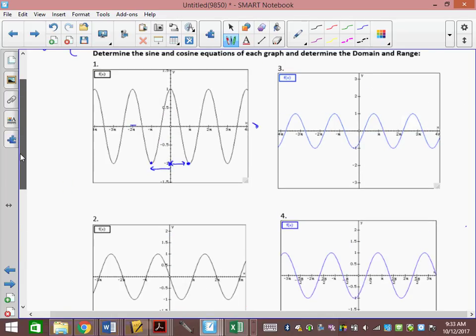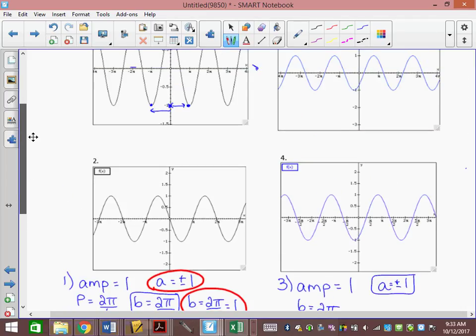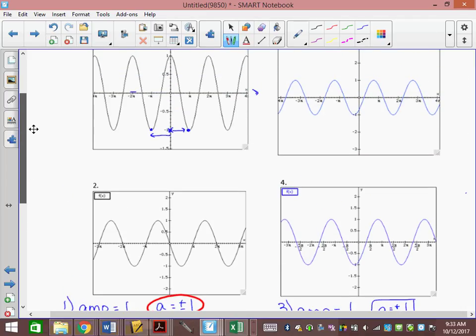Now the B value has to be in 2 pi because the x-axis is in radians. So P equals 2 pi over B, but B equals 2 pi over P as well. So I need to find the period of this graph. I need to figure out how long it takes to repeat itself. Then I can get my B value. How long does it take to repeat itself on this graph?